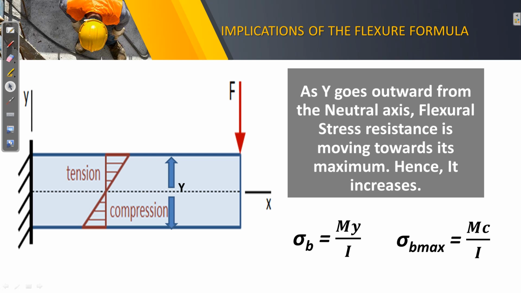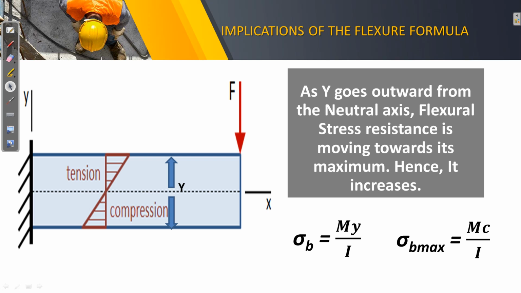So what are the implications of the flexure formula? So of course, from your flexure formula, it was observed that from the neutral axis, as we go outward up to the extreme fiber, the flexural stress resistance is increasing. So as y goes outward from the neutral axis, flexural stress resistance is moving towards its maximum, hence it increases.